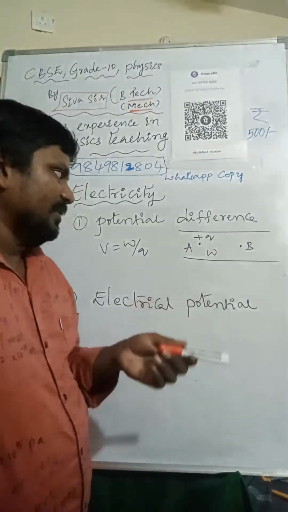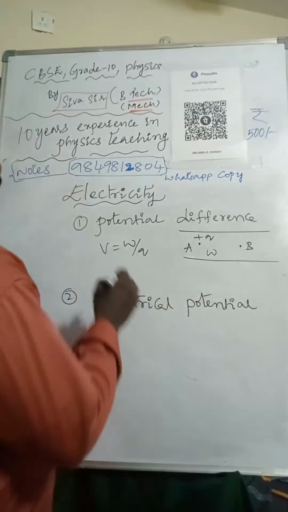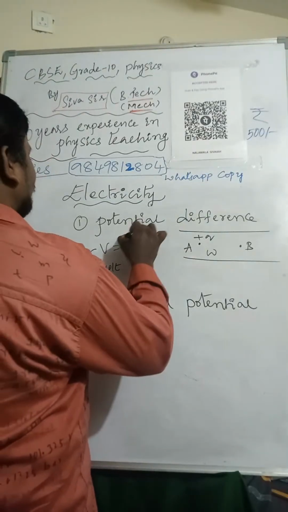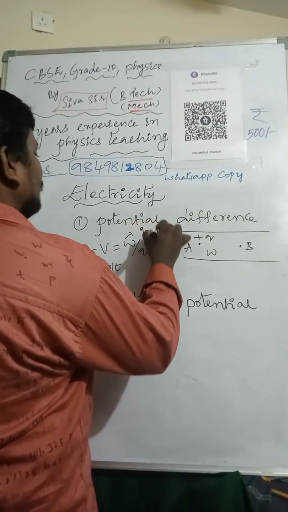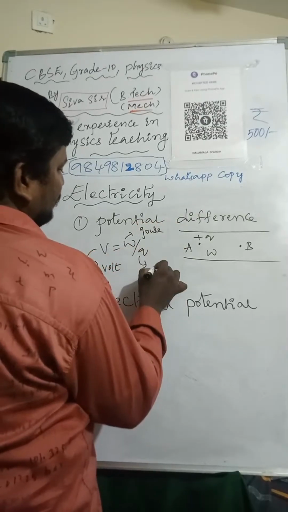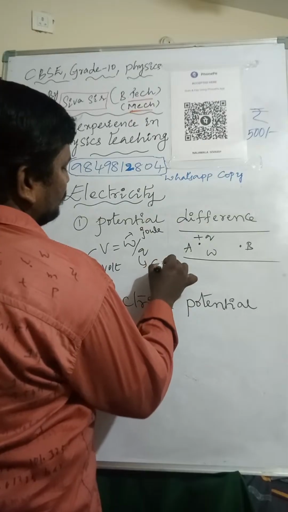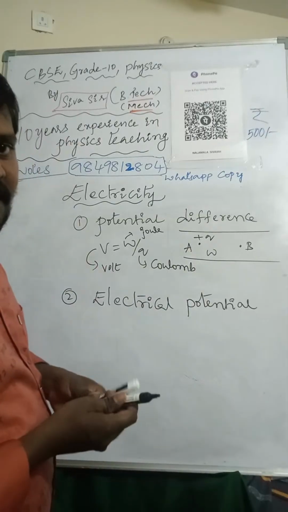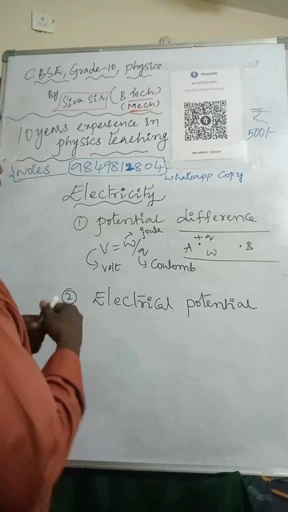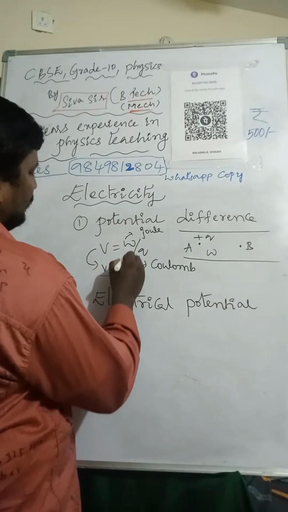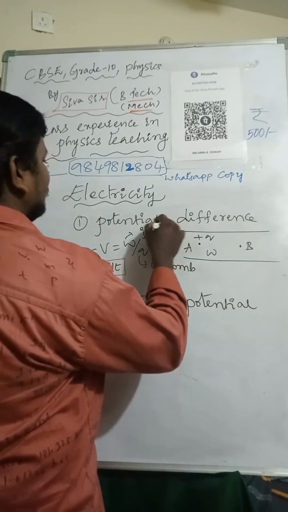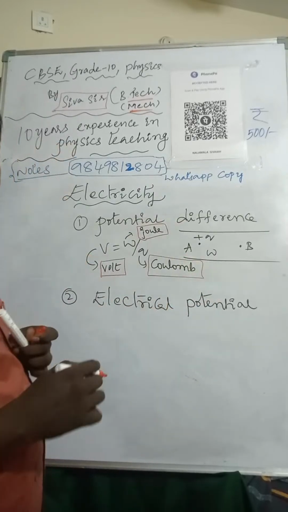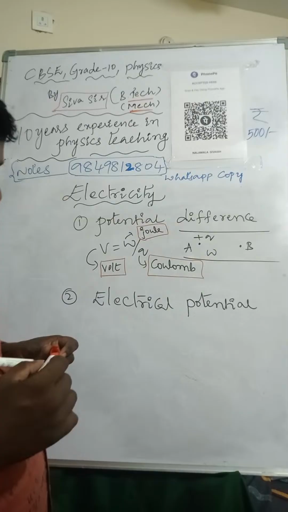Coming to electrical potential, here the SI unit of electrical potential is volt, SI unit of work is joule, and SI unit of charge is coulomb. Once again, SI unit of potential difference is volt, SI unit of work is joule, SI unit of charge is coulomb. These are very important points, so note down.